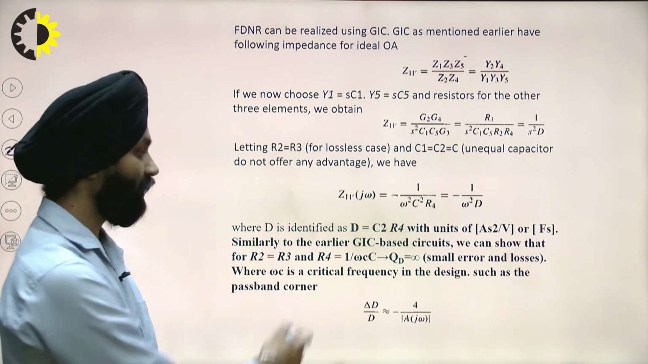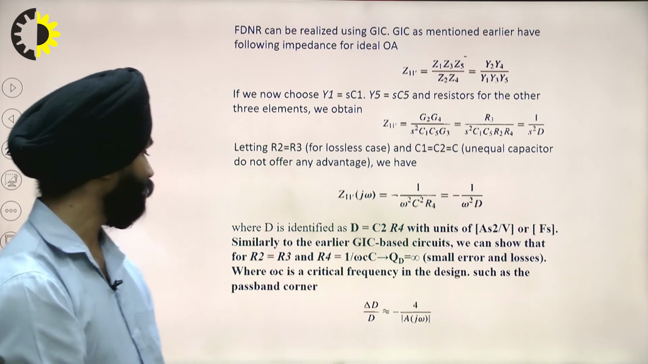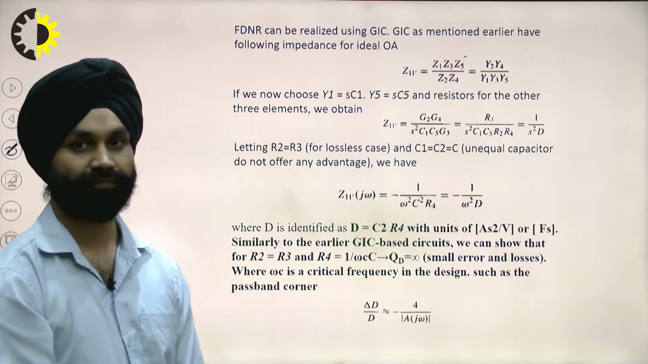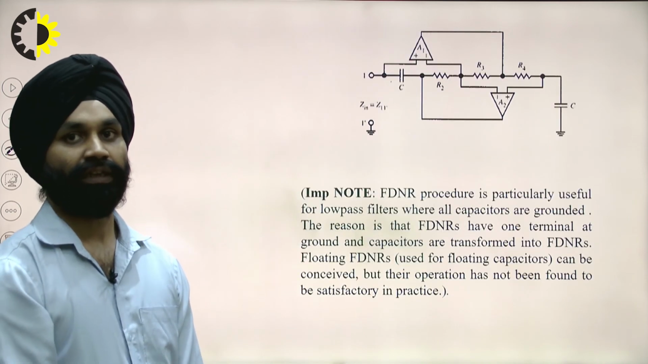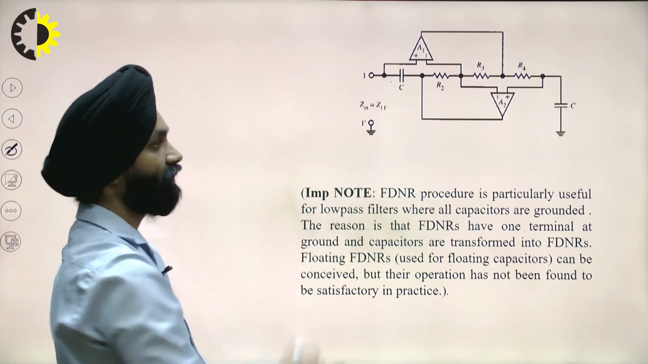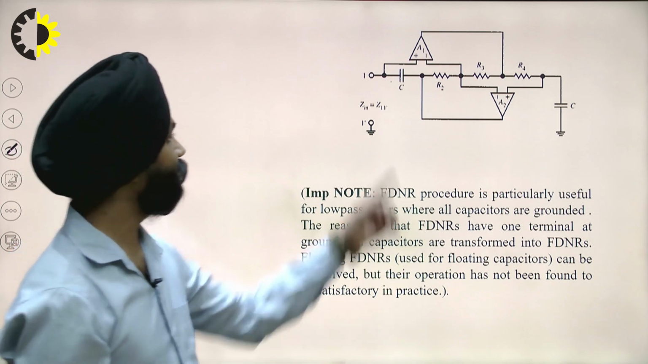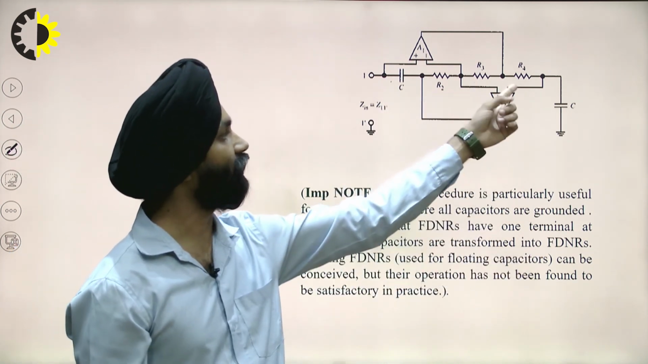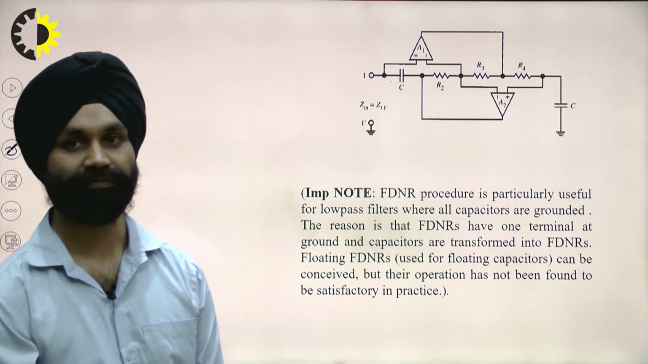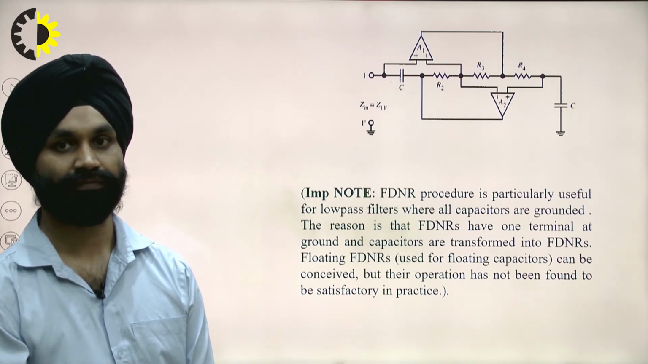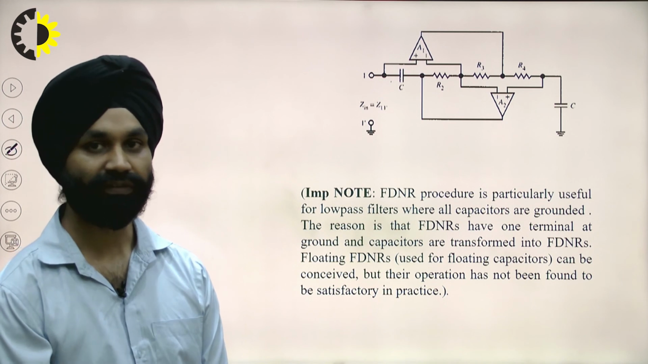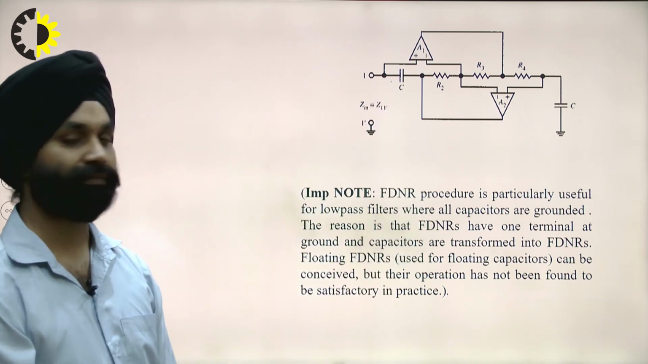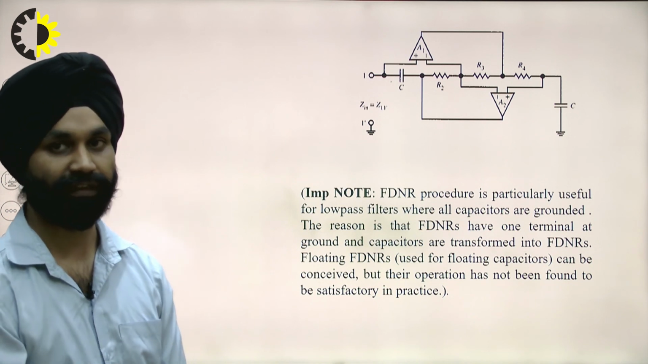Similar to the earlier GIC circuits, we can show that R2 is equal to R4. So we have the FDNR circuit that can be represented with the first and the fifth places as capacitive, and R2, R3, R4 as the resistances in the GIC. So in this way we can have FDNR placed in Bruton's technique.